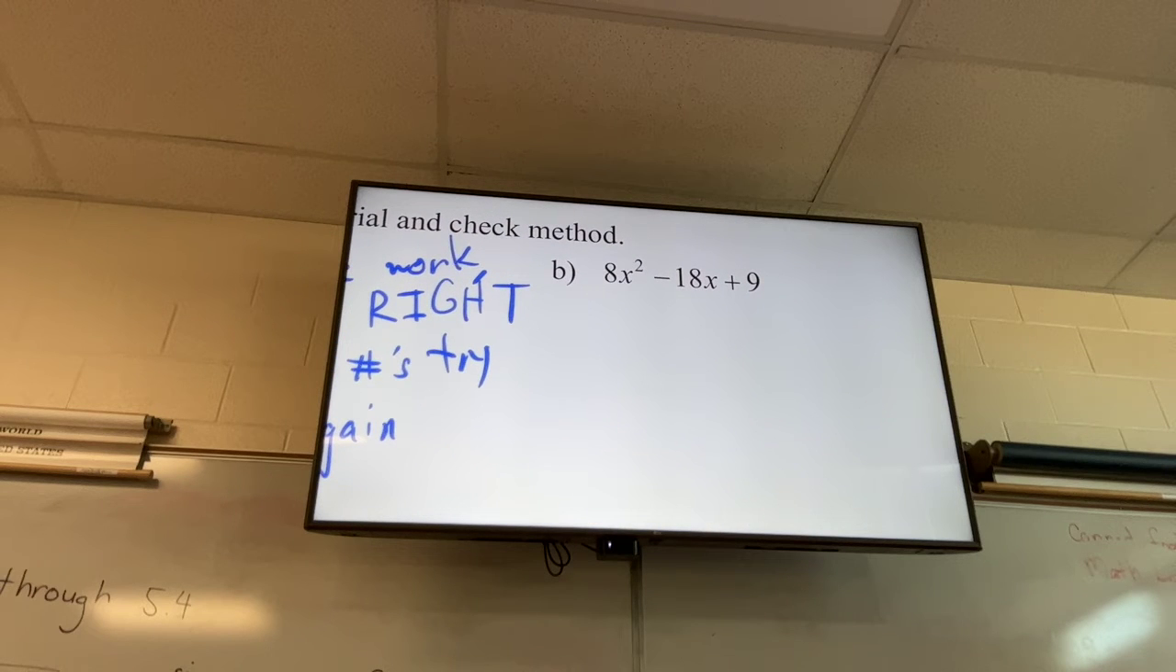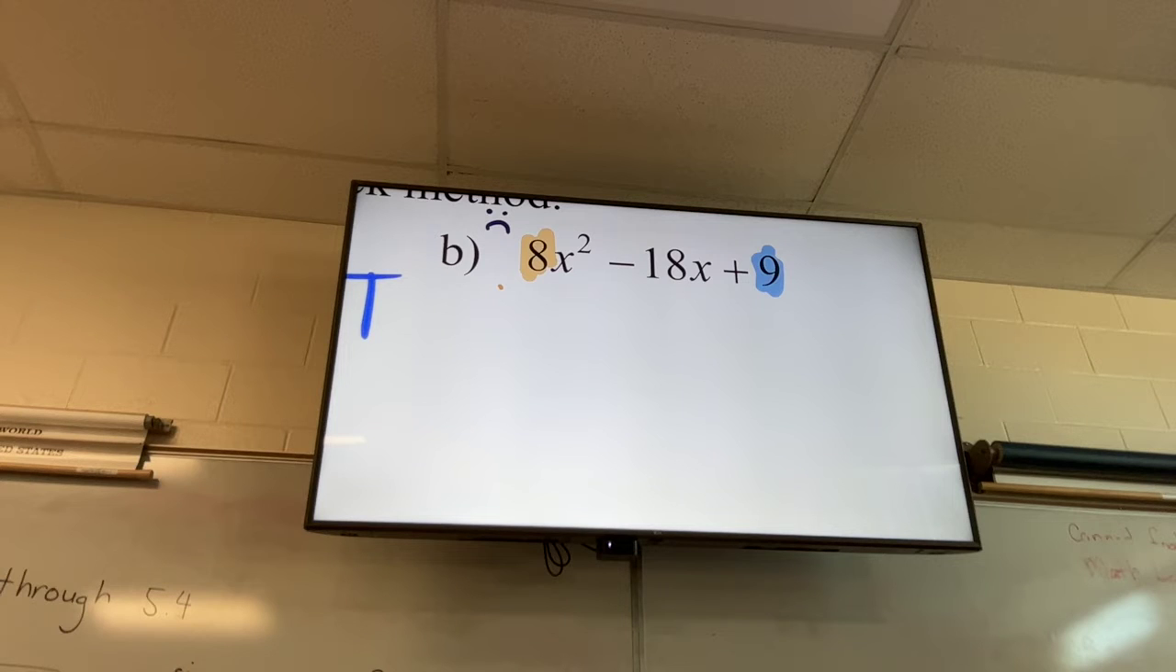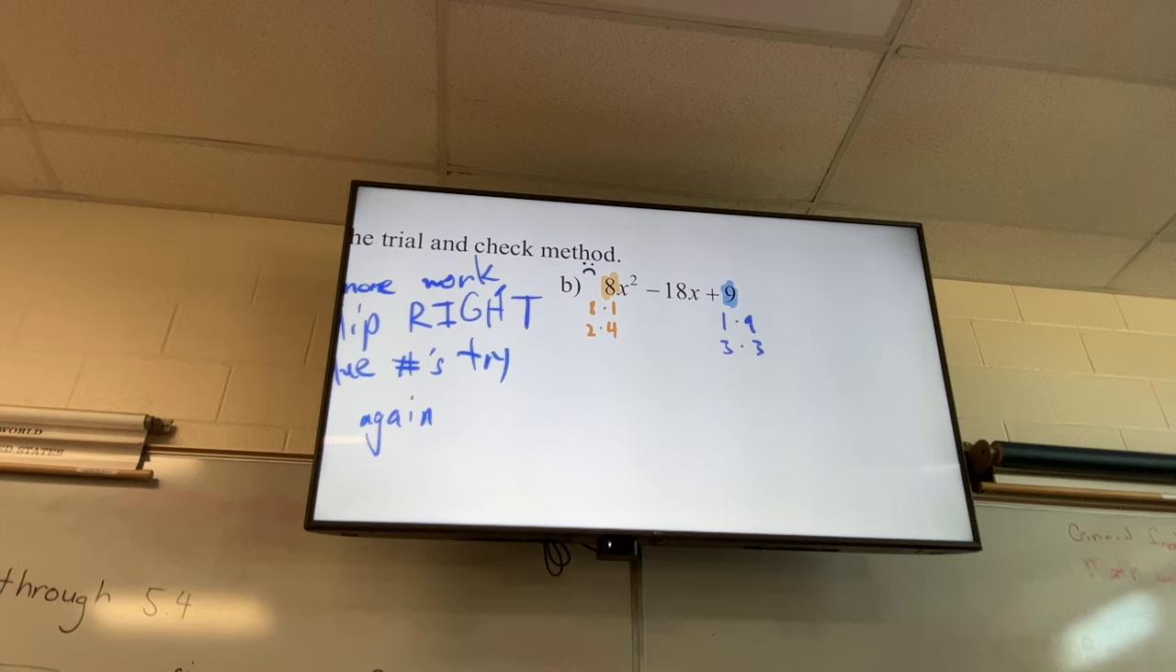What's the first thing I do? Are there any GCFs? No. Then what do we notice is going on here? There's an 8 here. That's not 1, so we draw a sad face. What do I do then? Write down the factors of the orange and the blue. So 8 is 8 times 1 and 2 times 4. What about 9? 1 times 9 and 3 times 3. Cool stuff. Now what do I do?